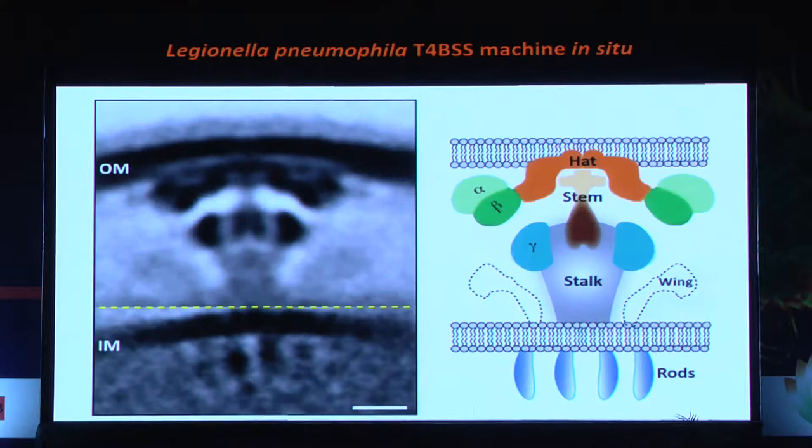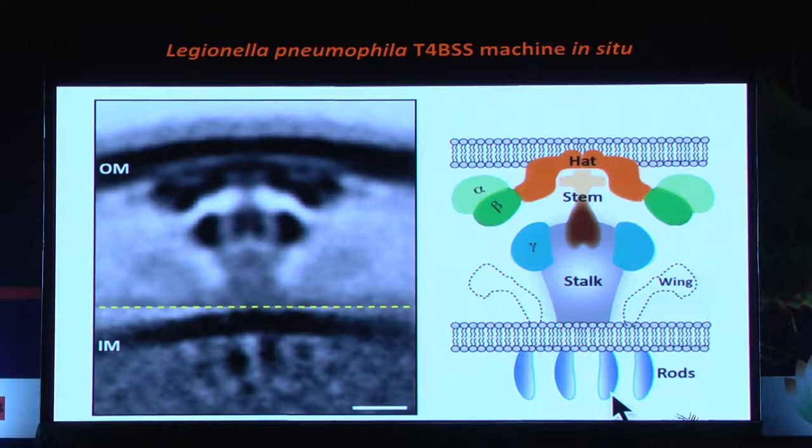So from the subtomogram average, we can already start seeing many of the features. For example, we can see densities here, which we call alpha and beta density. There's a density here, which we call head density. And the outer membrane complex is attached to the periplasmic complex through this structure, which we call stem. And then the wall of the outer membrane and periplasmic complex is attached to the inner membrane through this structure called stalk. And then we also see there are some densities in the cytoplasm, which we call rods.